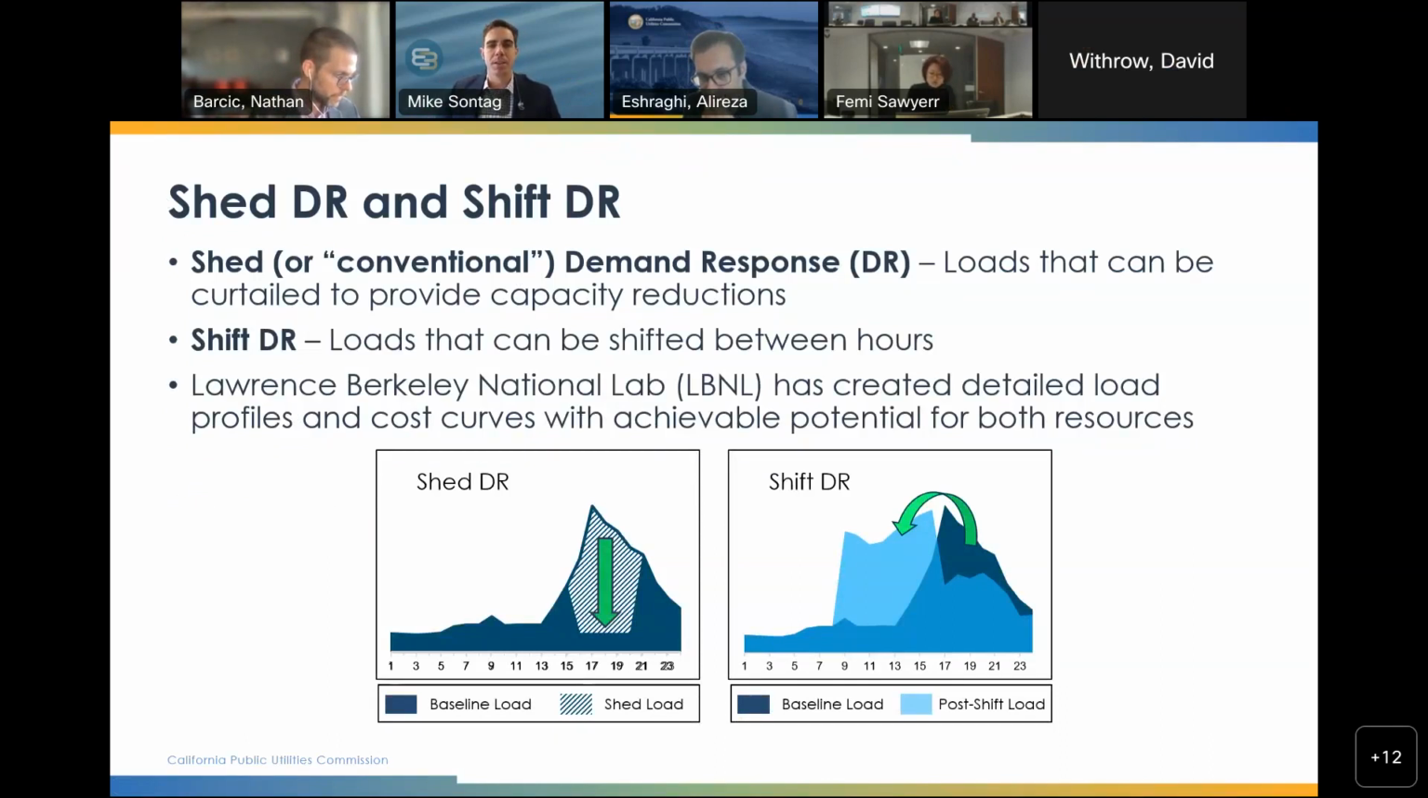Shed demand response, on the other hand, is more of a behavioral change. You could do this a limited number of times per year. This would be things like changing a thermostat set point to something that's a little bit less comfortable, or having an interruptible load to provide the short capacity reduction. LBNL has been working really hard to create detailed cost curves and load profiles for both of these resources, and we're using that data in this. Go to the next slide.